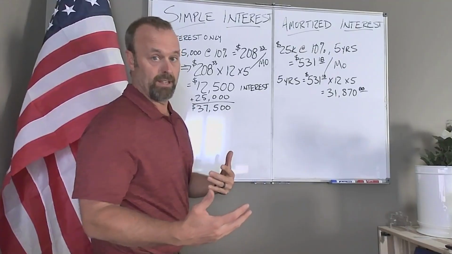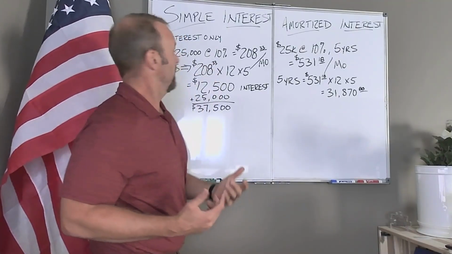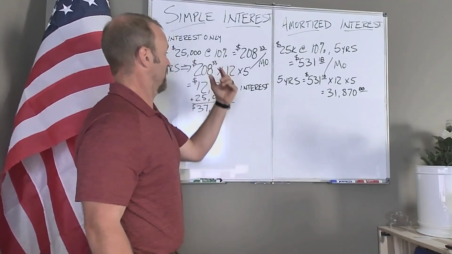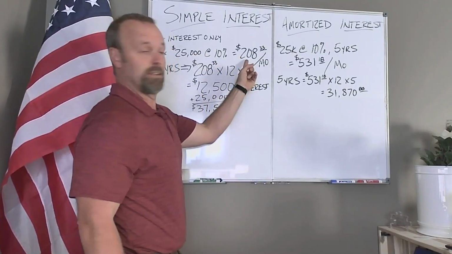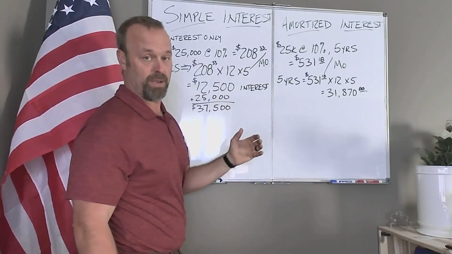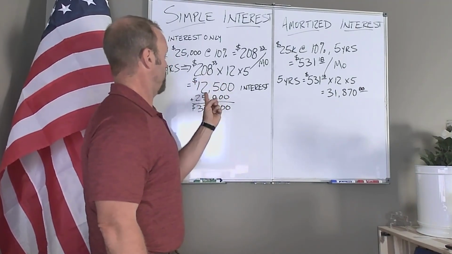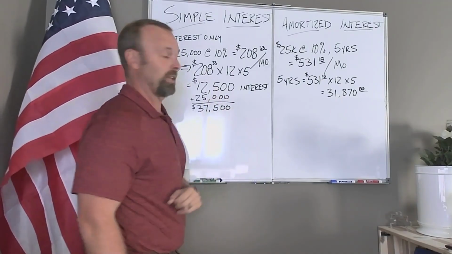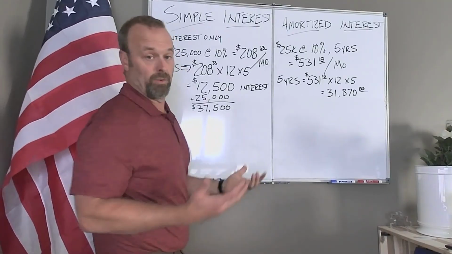Now, on the flip side, if you borrowed $25,000, maybe this is a home equity line of credit, and you took out a $25,000 loan to buy a car at 10%, your interest only payment is $208.33. That's just the interest you would have to pay back to the bank. So at the end of the 5 years, you would have paid $12,500 in interest, but at some point you also have to pay back the $25,000. So two different ways to look at it.